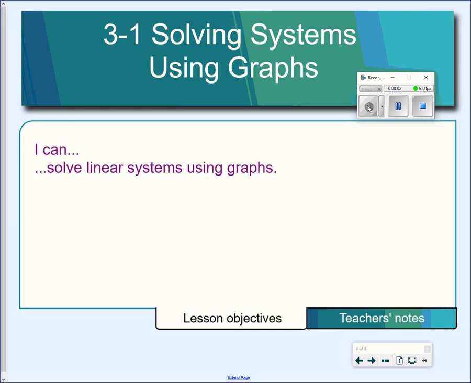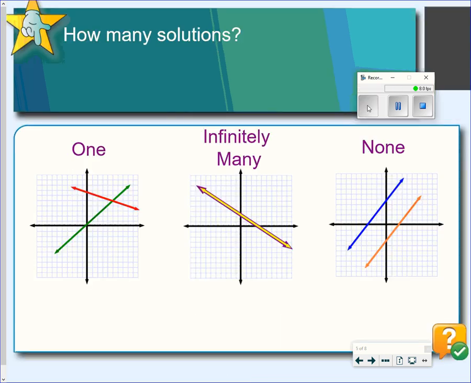This is lesson 3-1, part 2. In this lesson, we will learn how to determine how many solutions a particular system should have.